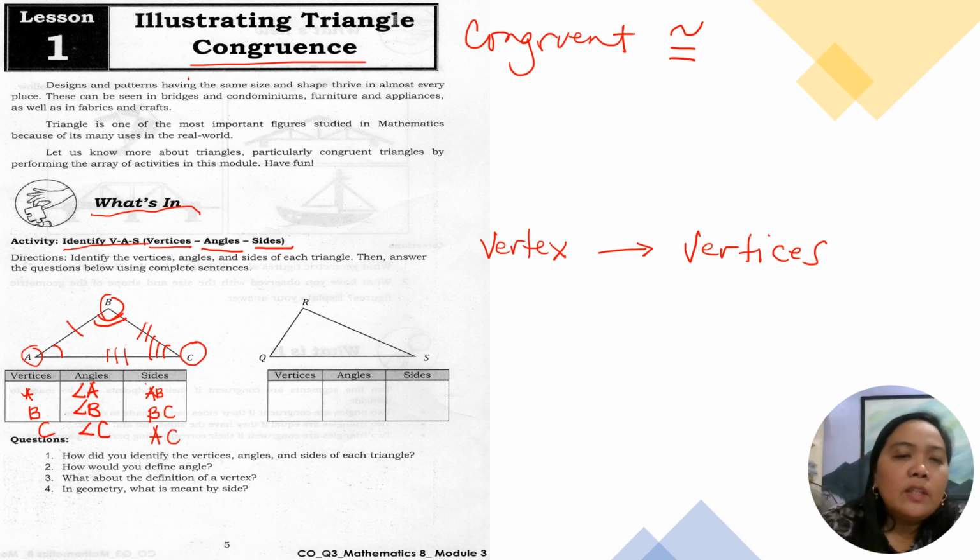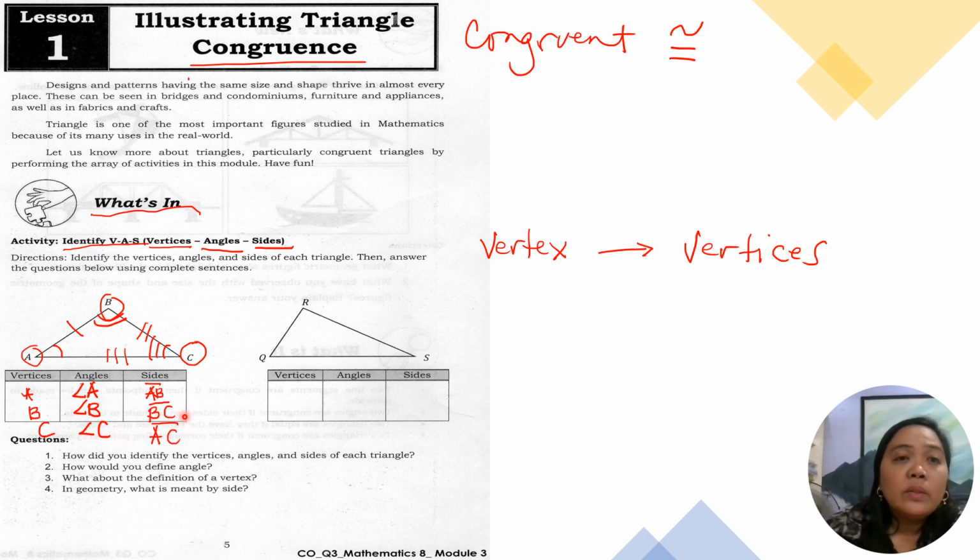So take note, there must be a symbol of a line segment on top of our segment. So, how many sides do we have? We also have 3 sides: segment AB, segment BC, and segment AC. So all in all, in a triangle, we have 3 vertices, 3 angles, and 3 sides.